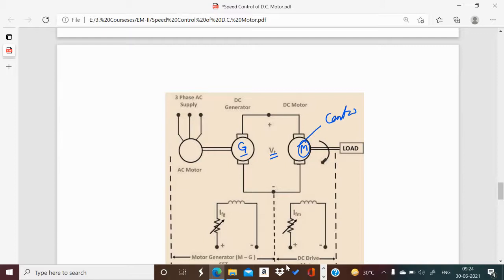Then that voltage can be controlled by varying the field resistance of our generator, and that field resistance is varied according to the load requirement, or as per the load connected on the main motor. That means for this we need a motor generator set, and that generator is moved by a prime mover, an AC motor, which acts as the prime mover for the generator. The output of the generator is fed to the input of the main motor whose speed we want to control.